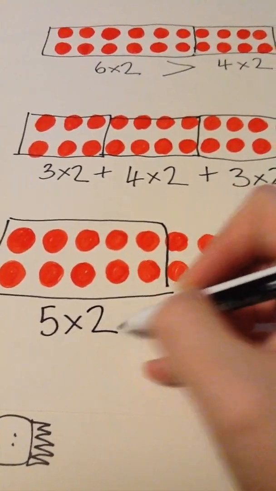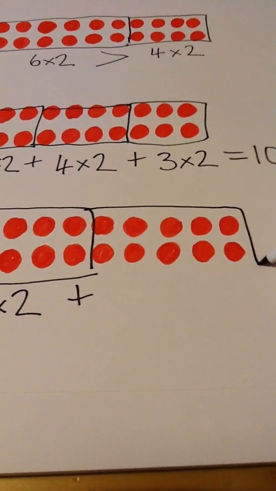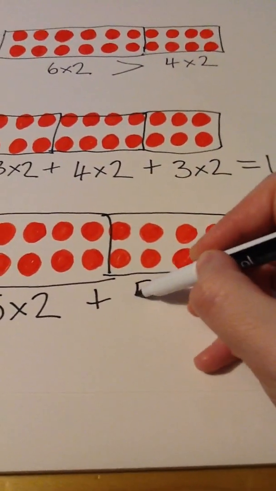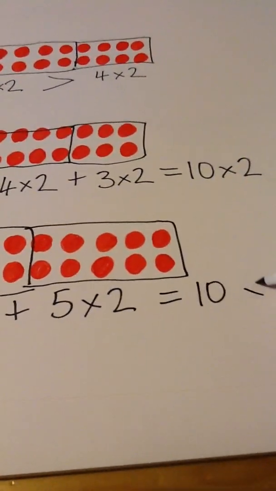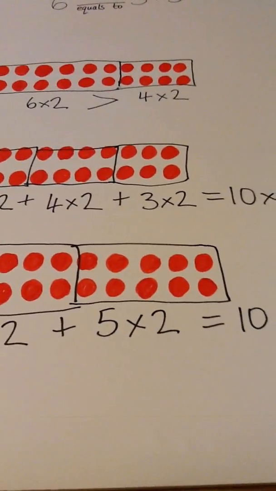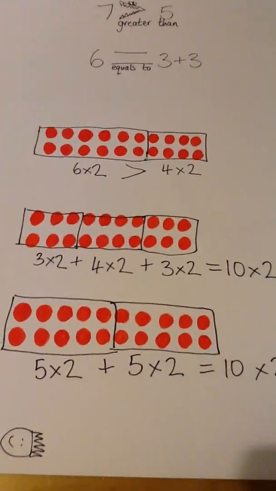Okay, a simpler way of doing that, we could have 5 lots of 2, add 5 lots of 2 equals 10 lots of 2. Okay, so I'll zoom out a little bit for you to see more of that.